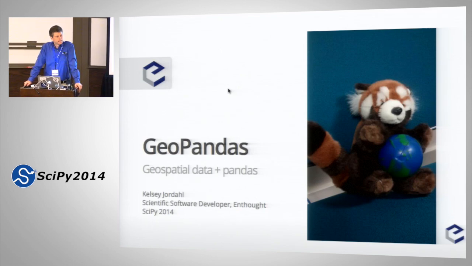Why can't we just use the same tools to work with geospatial data that we use to work with other kinds of data in Python? We're used to working with arrays and tables and various kinds of data structures. And why doesn't geospatial data work the same way?